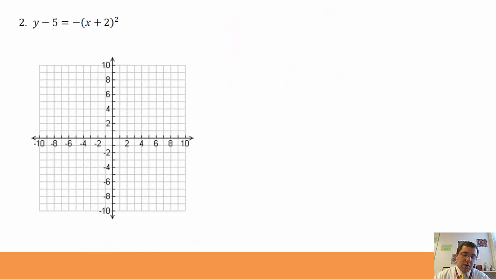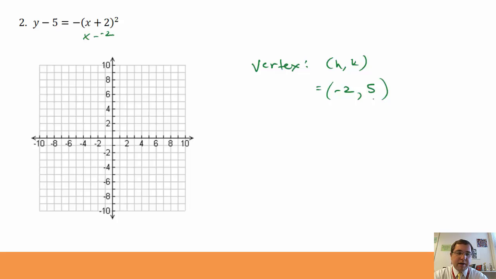Alright, y minus 5 equals negative x plus 2 quantity squared. I know it's going to open down because there's a negative in front of the parentheses. And now let's find the vertex. The vertex is h comma k. H here is the number we're subtracting off from x. So if it's x plus 2, it's really x minus a negative 2. So h is negative 2. K is the number we're subtracting off from y. So that's 5. Y minus 5 means k is 5. So the vertex is at negative 2, 5.